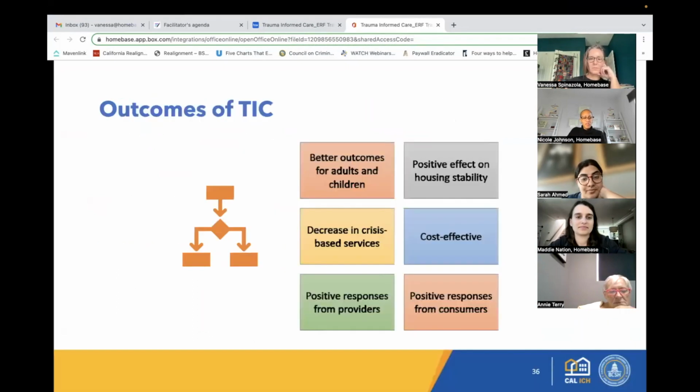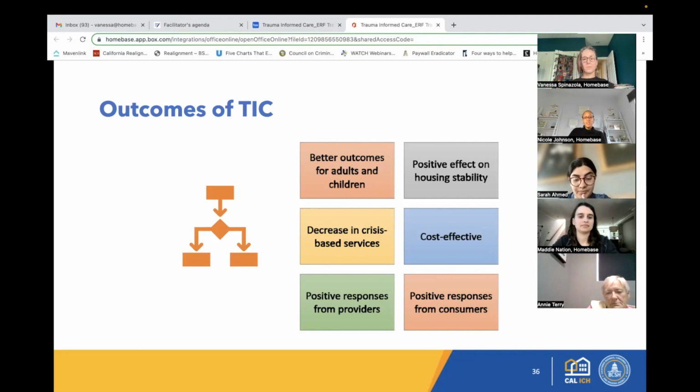The outcomes of trauma-informed care. So there are a number of outcomes for trauma-informed care. A lot of these have been, at this point, supported by data, and we know that there are significantly better outcomes for adults and children. Using a trauma-informed care approach has a positive effect on housing stability, meaning that people are able to stay safely and securely housed longer when a trauma-informed care approach is used in service delivery.